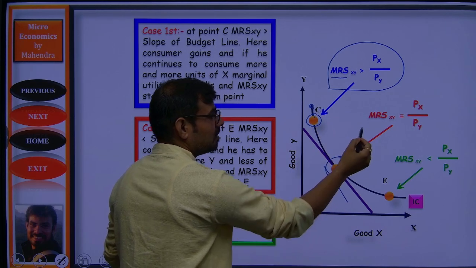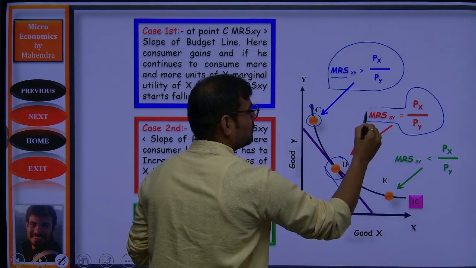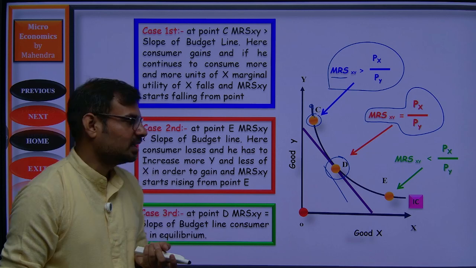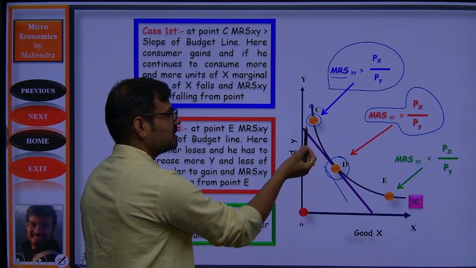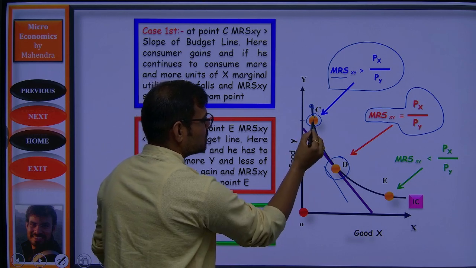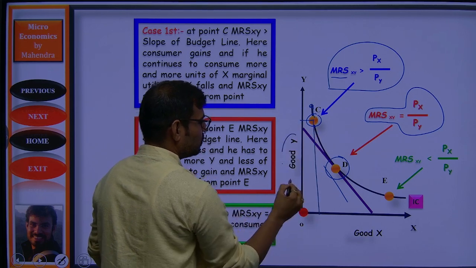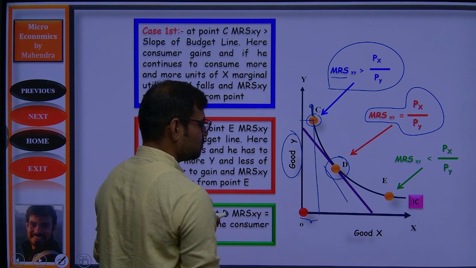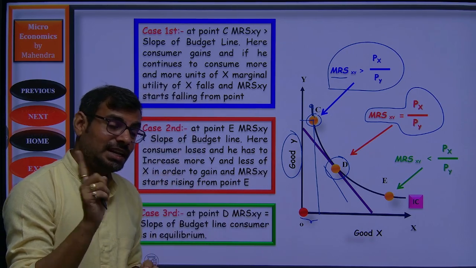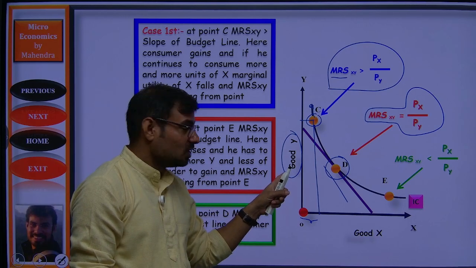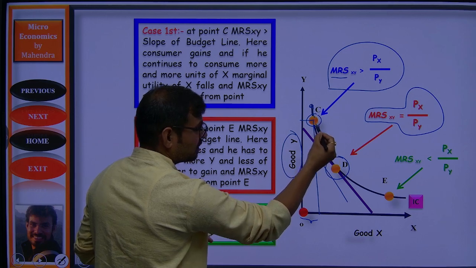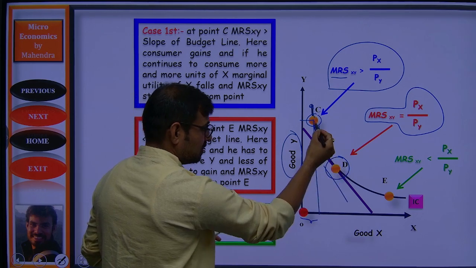A point will come where MRS is equal to PX upon PY, and after this MRS will definitely be lesser than PX upon PY. Okay, so at this point MRS is greater than PX upon PY, where the consumer is consuming more of good Y. Now he is consuming more of good Y and less of X. Now if he consumes more of good Y, what will happen? The utility derived from good Y will start falling, and if utility starts falling, this point will start moving this way.